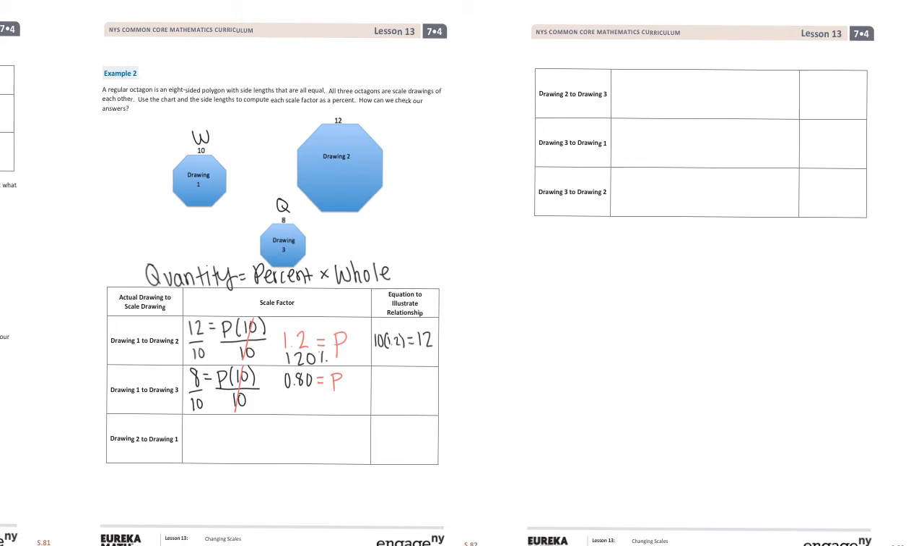Now, let's figure this out as a percent. I know if I move the decimal over to the right twice, I'm going to get 80%. And the equation to illustrate this relationship is that I'm going to take 10 times 0.8, which is going to give me 8.